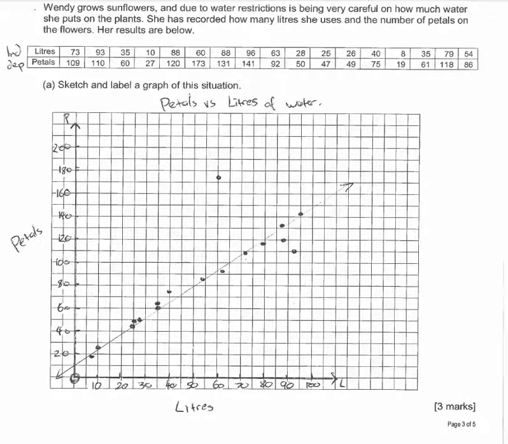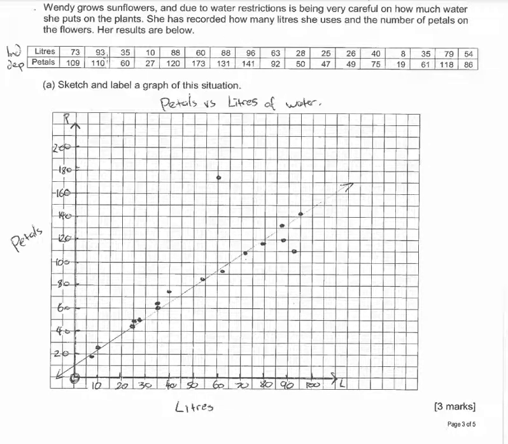And then the next part here is we're moving on to looking at a scatter plot. So basically they've given us a number of data points here, which is looking at a sunflower which grows due to water restrictions, being very careful of the water. So she's monitoring how many liters of water she puts on the sunflower, but as a result she wants to know the number of petals on those flowers, given how much water she's putting onto them.